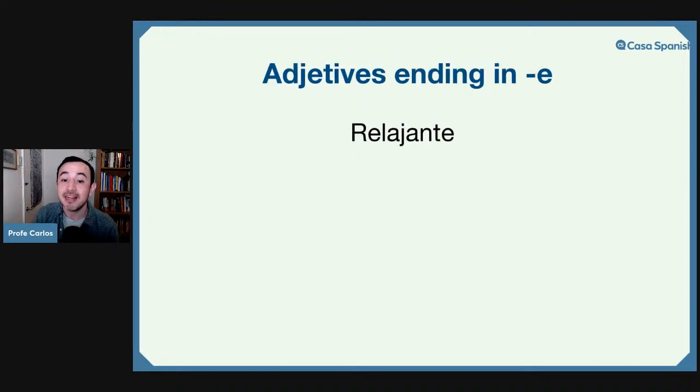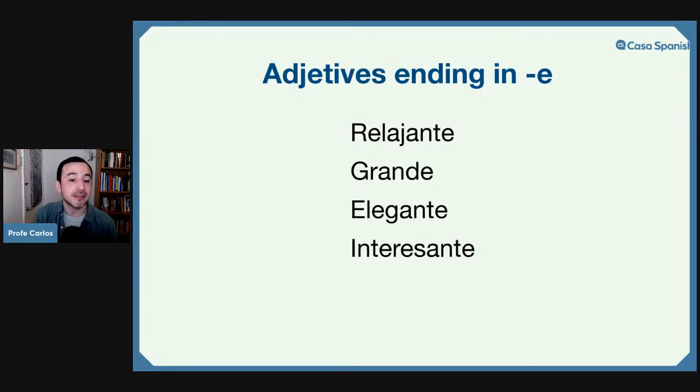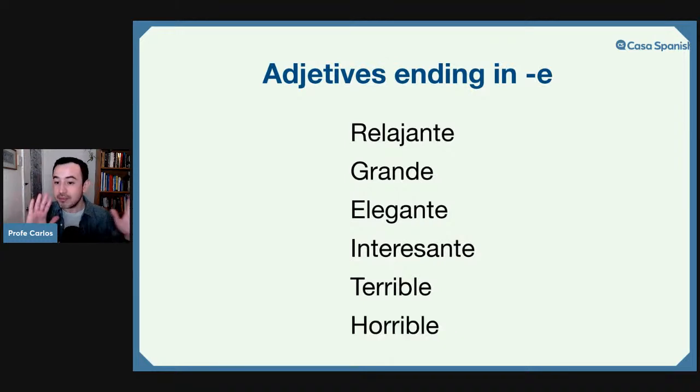Oh, yeah. And relajante, before we move to number 5, remember the adjectives ending in e. So it doesn't matter whether it's a man or woman. I mean, it's a neutral adjective. So relajante, grande, elegante, interesante, terrible, horrible. So those are neutral. They wouldn't change whether it's masculine or feminine. Good.